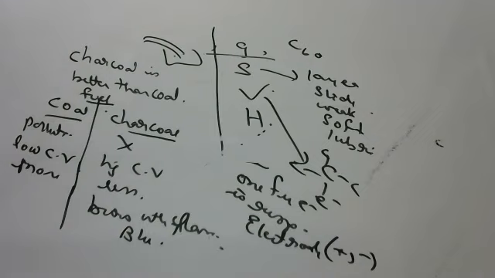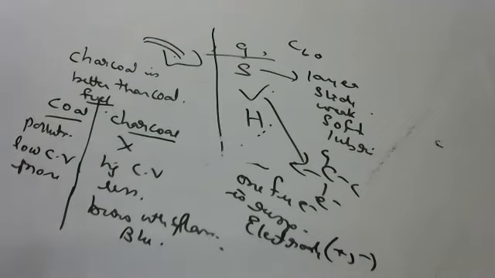Okay, children, this is about allotropy. Everything you understood about allotropy. So the definition is: existence of the same element in different forms. Existence of the same element in different forms is called allotropy. Okay, children, understood?